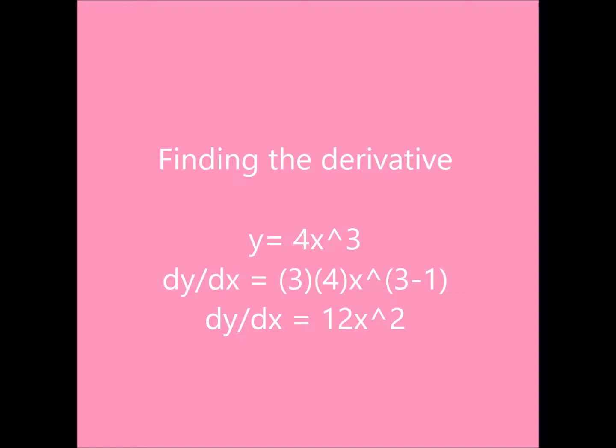First, bring the 3 down front, so it will be 3 times 4x. Then minus 1 from the power, so that x is 2, so 3 minus 1. When you simplify this, you get dy dx equals 12x to the second.